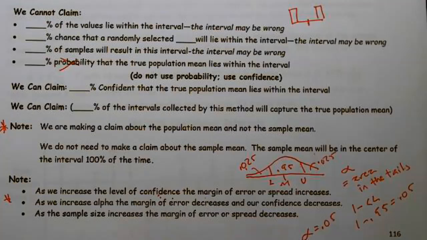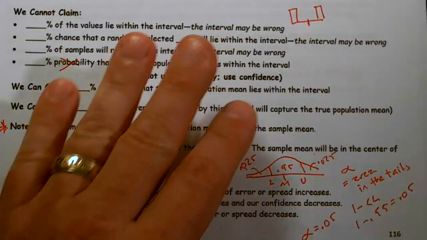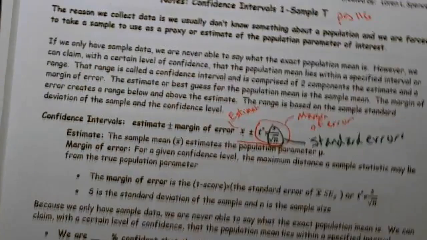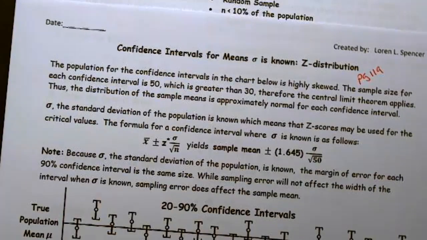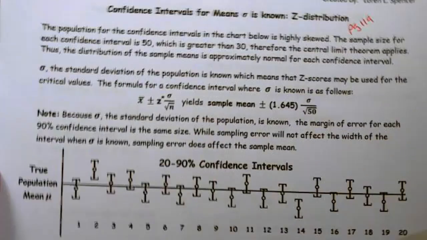All right. As the sample size increases, the margin of error decreases. So if we want to narrow our confidence interval, increase the sample size. Increasing the sample size helps a lot. Okay, we're going to skip page 117 and page 118 and move over to page 119. And again, we're still doing the introduction of confidence intervals.